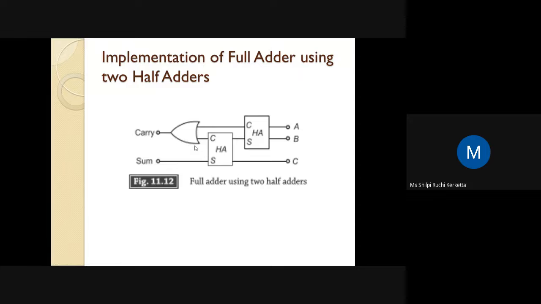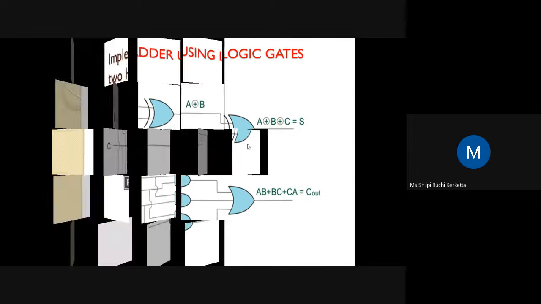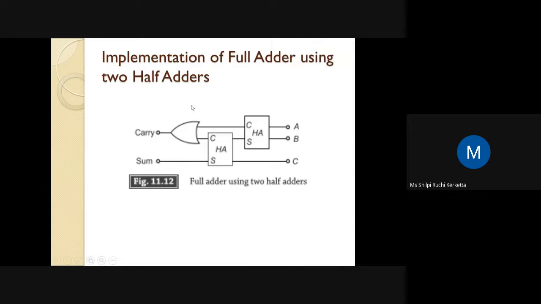If we make the circuit, I think it will work, but I have not made the circuit, so it will take time. Okay. So here also you will get the same outputs as you are getting here. So this is the implementation of a full adder using two half adders. So this is the circuit from the book.